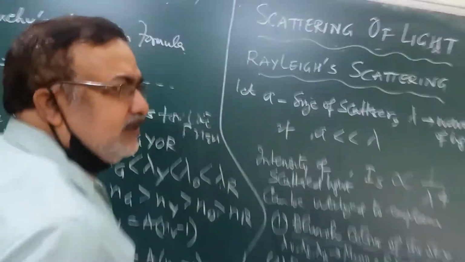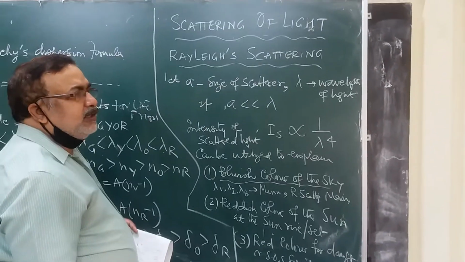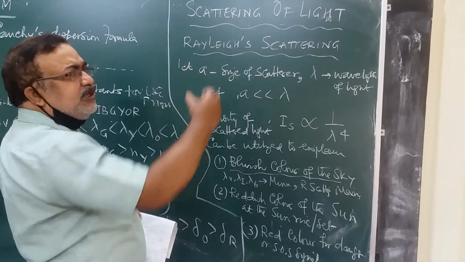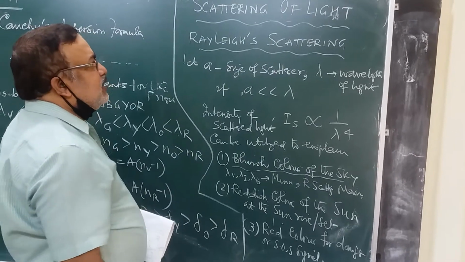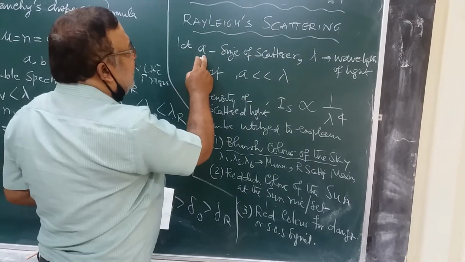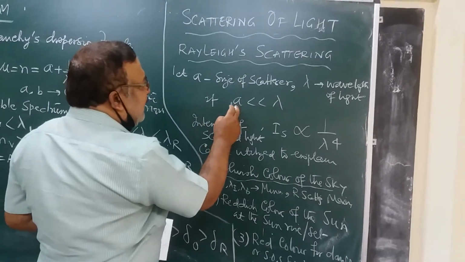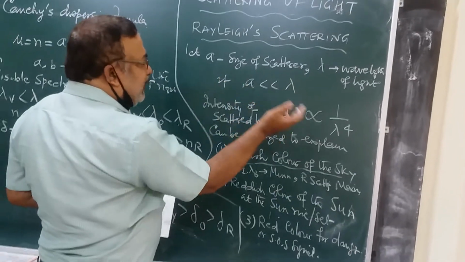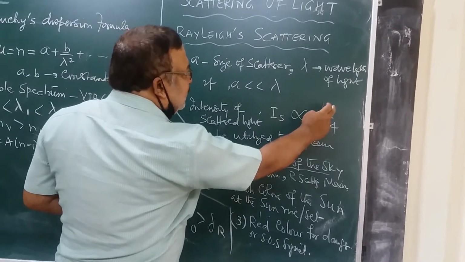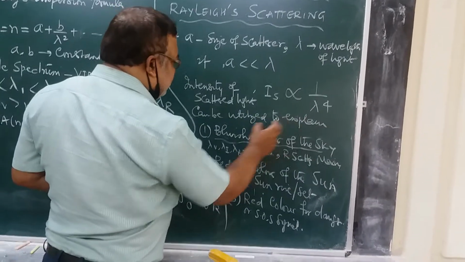Now scattering of light. When light falls on tiny particles like the molecules or the dust particles present in the atmosphere, its direction changes. This is called scattering of light. Now there is a selective scattering called Rayleigh scattering. According to this, if A is the size of the scatterer and lambda is the wavelength of light, and if A is very much less than or comparable to the wavelength, then the intensity of scattered light according to Rayleigh scattering is inversely proportional to the fourth power of wavelength. So this can be utilized to explain these phenomena.